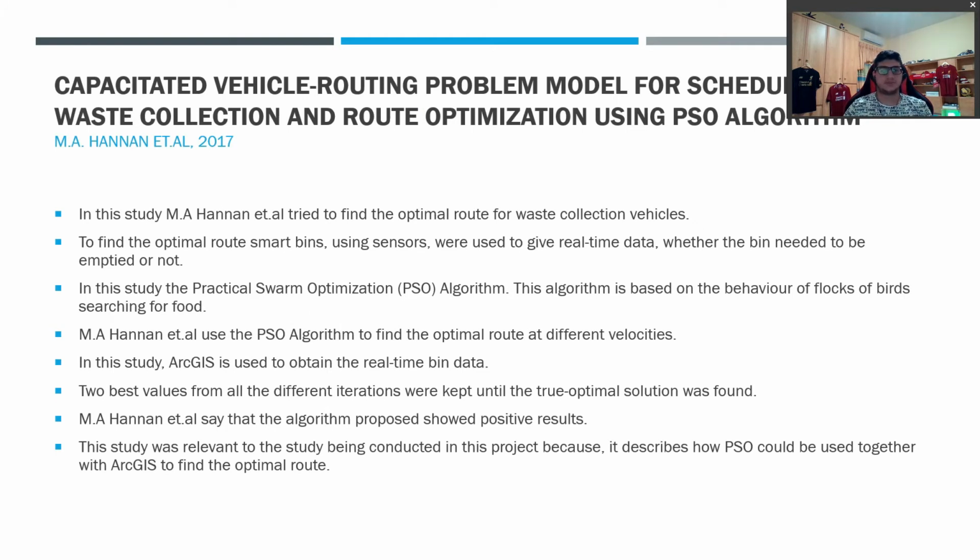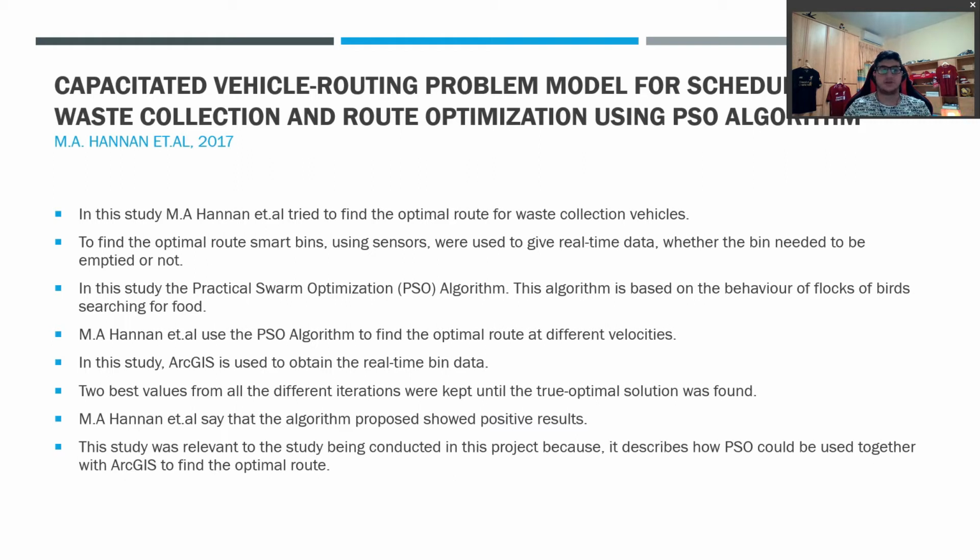So, the first study is Capacitated Vehicle Route Problem Model for Scheduled Waste Collection and Route Optimization Using PSO Algorithm by M.A. Hannan et al. in 2017. In the study, M.A. Hannan et al. tried to find the optimal route for waste collection vehicles. To find the optimal route, smart bins were used. These smart bins use sensors and gave out real-time data. The data being sent by the smart bins was whether the bins needed to be emptied or not.